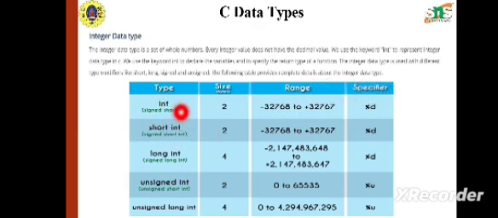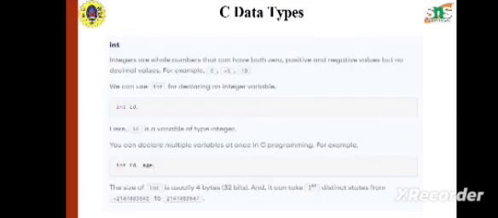For integer, the size is 2 bytes and the format specifier is %d. For short int, it is 2 bytes and %d is used. For long int, it is 4 bytes and %d format specifier is used. For unsigned int and unsigned long int, the memory allocations are 2 bytes and 4 bytes and the format specifiers are %u.